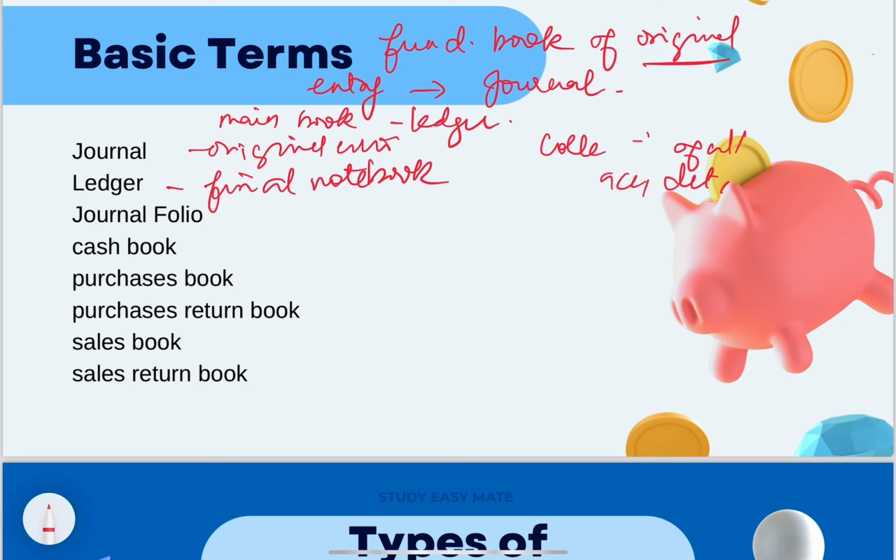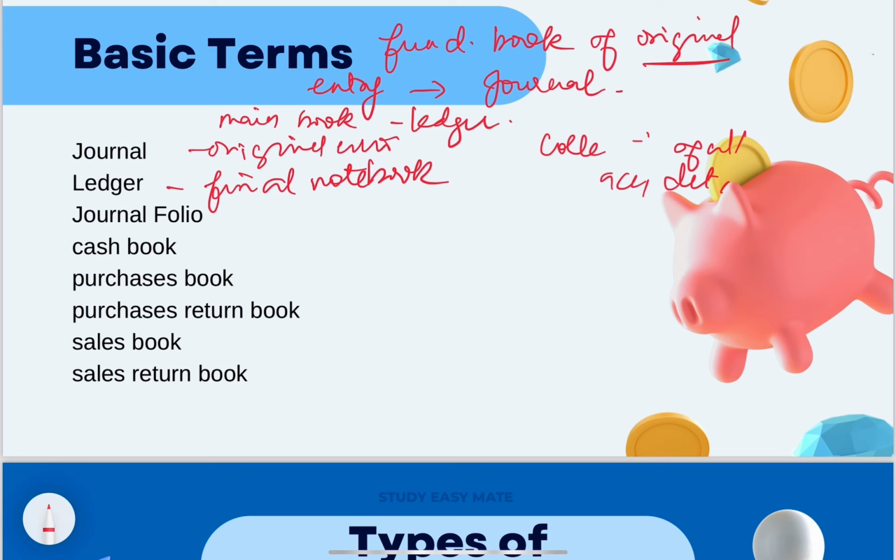Okay. So probably to explain it more clearly, say you have many piggy banks, one for cash, one for rent, one for sales, one for purchases, all that. So in the ledger, you write all cash-related entries in the cash account, all rent-related entries in the rent account, and so on.